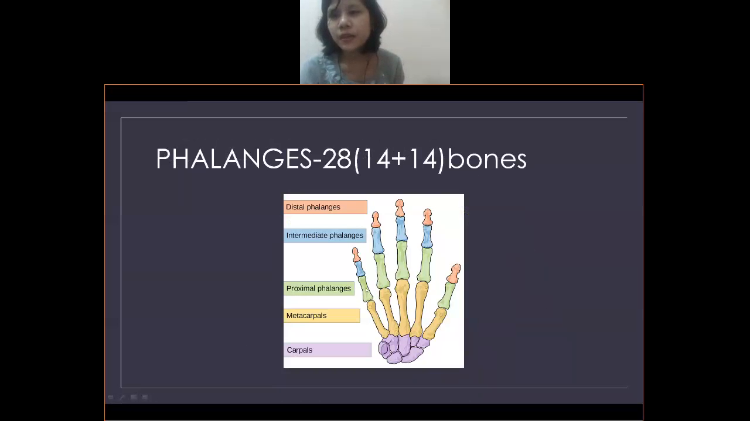Next are the phalanges. All this part, these are your phalanges. So how many do you have? 14. Here 14, here 14. So 14 plus 14 is 28. 28 phalanges you have.